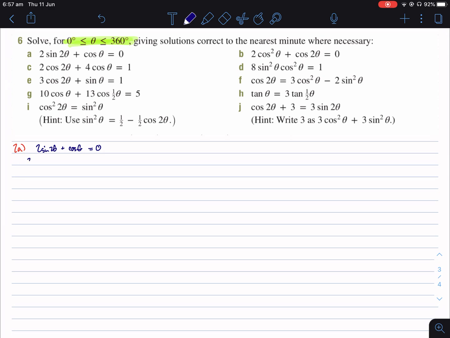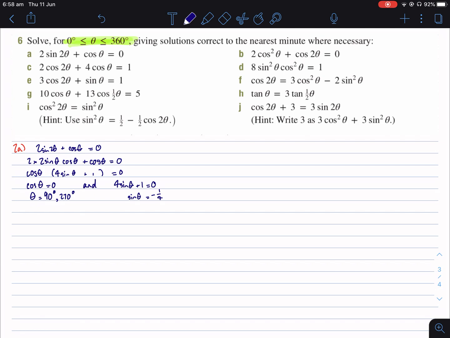Now, sine 2 theta is the same as 2 sine theta cos theta. We've still got cos theta after it. Let's factorize the cos theta out. This means that cos theta equals 0 and 4 sine theta plus 1 equals 0. So cos theta is 0, so that's theta equals 90 degrees and 270 degrees. Sine theta equals negative a quarter.